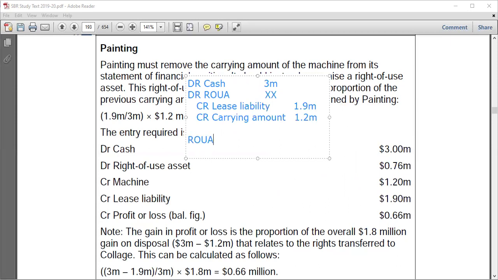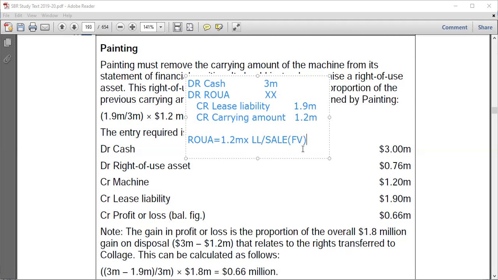We see that initially you had an asset of $1.2 million. All we need to know here is the proportion that is still retained. I sold it, I lost all of 1.2, but under the condition that I lease it back, so I retain some rights. So by what amount do we go here? As you just see, they multiplied by 1.9 over 3 million. So you just multiply by the lease liability and divide by the fair value of the sale. So this is what you usually need to know.